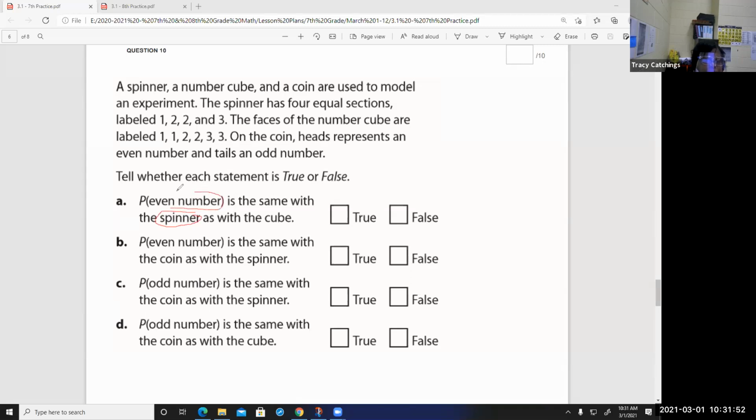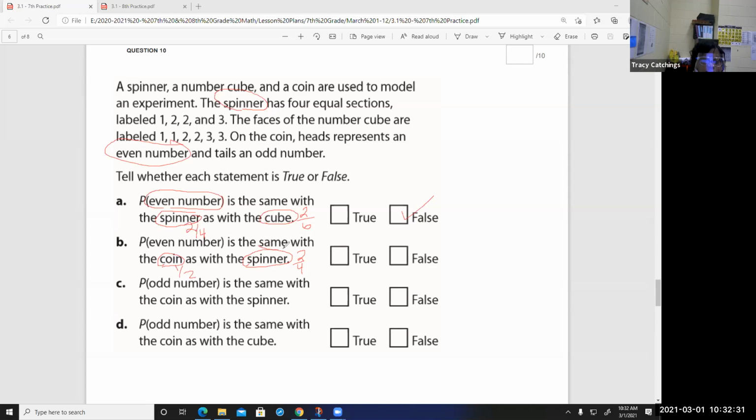How many even numbers on the spinner? 2 out of how many? All right, how many on the cube? Out of how many? Is that the same? No. All right, B says the probability of an even number is the same on a coin as it is with the spinner. From part A, we know the spinner had 2/4. What's the chance of getting an even number on the coin? 1/2.